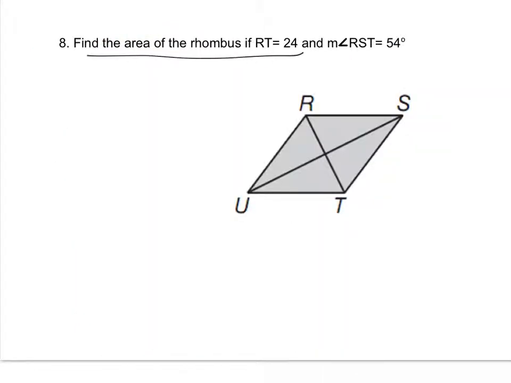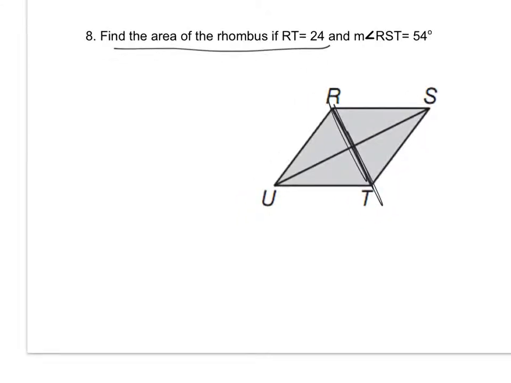All right, find the area of the rhombus. RT is 24, so that's 24. RST is 54. Ooh, so this has got to be clever. So we're going to have to use a couple tools here. First off, RT is 24. Sweet. So it splits. That makes that 12. That makes that 12. RST, this angle is 54. Diagonals bisect, so that means each one of these is going to be 27. So now I've got to figure out how big this thing is.